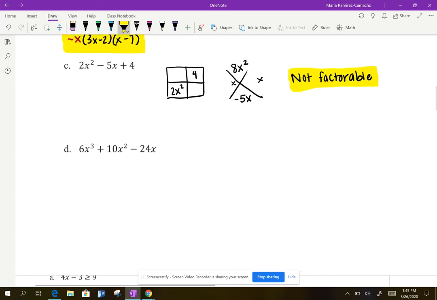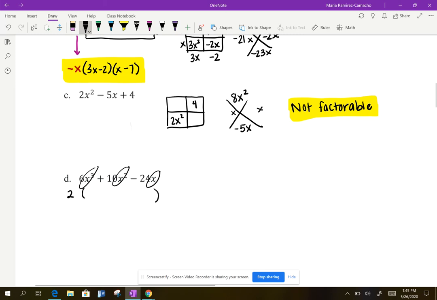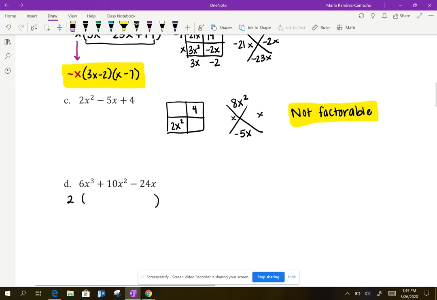Okay, so last but not least, we have part D. I'm noticing that 6, 10, and 24 are all divisible by 2. So let's factor that out. Not only are they all divisible by 2, but they also all have an extra x term. Instead of having x squared, x, and a constant term, I have x cubed, x squared, and x, just like I did in part B. So let's factor out an x here as well.